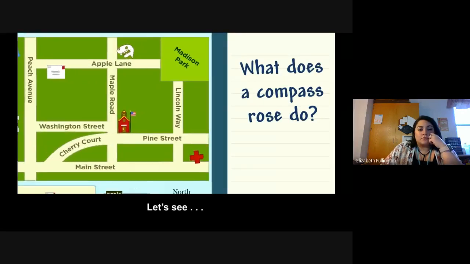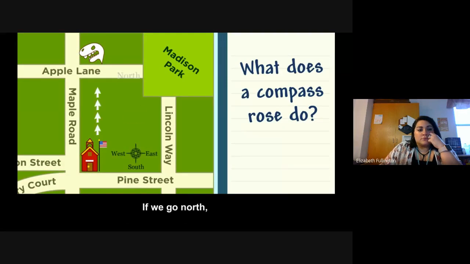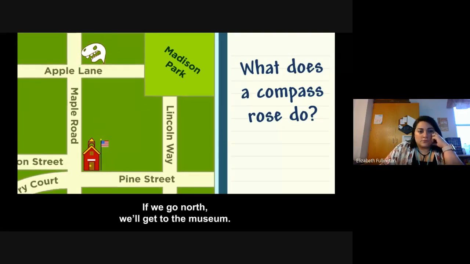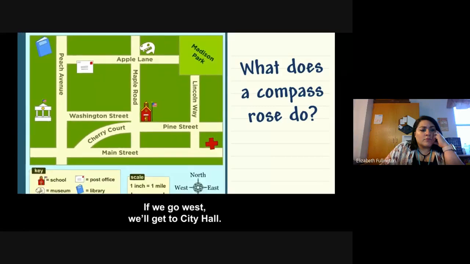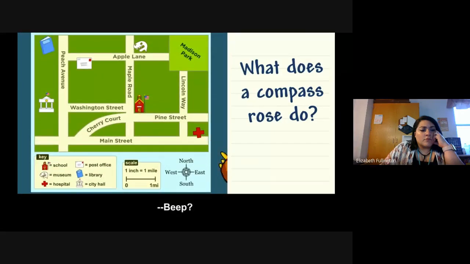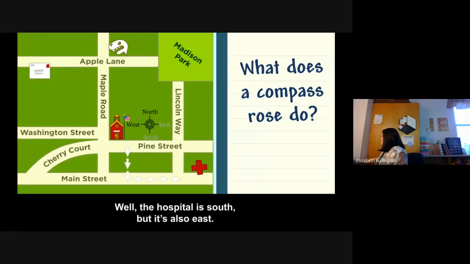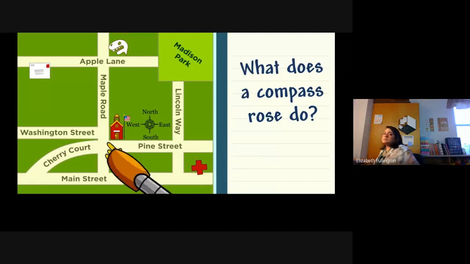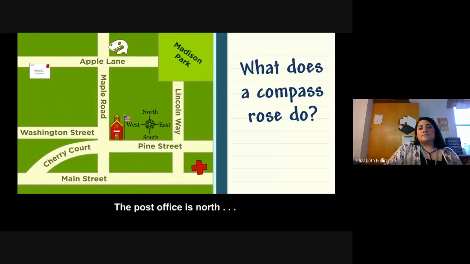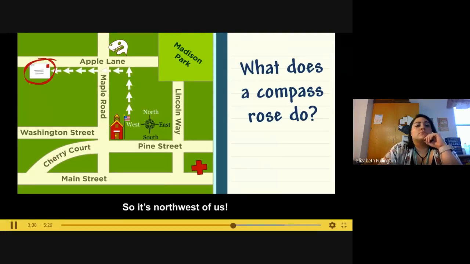Let's see. We're here at school. If we go north, we'll get to the museum. If we go west, we'll get to City Hall. Well, the hospital is south, but it's also east, so it's southeast of us. The post office is north and west, so it's northwest of us.